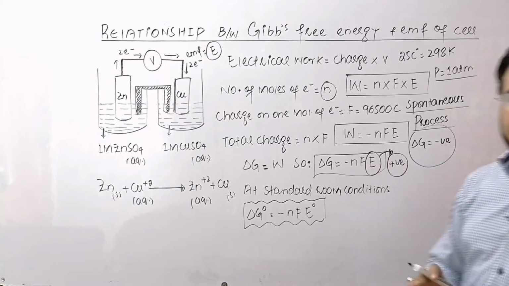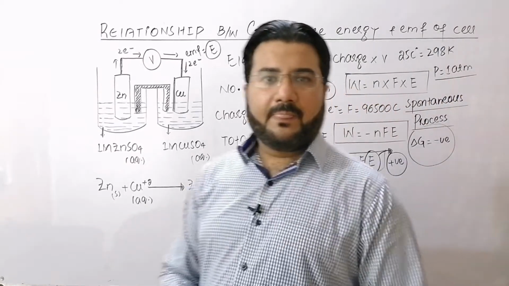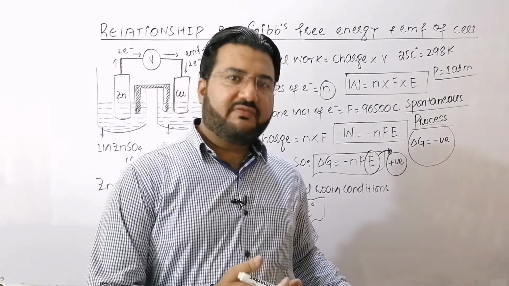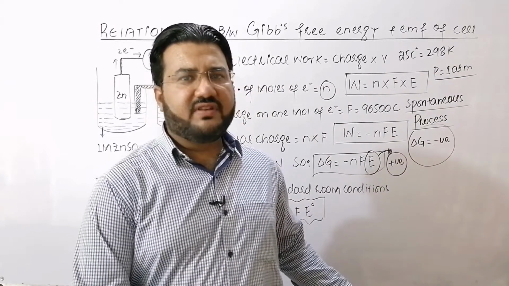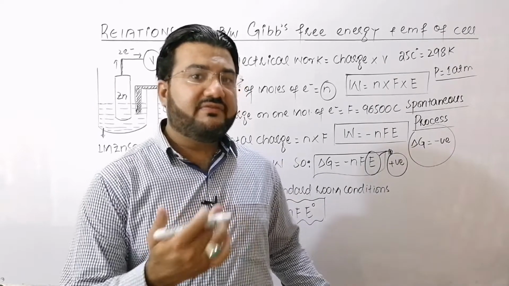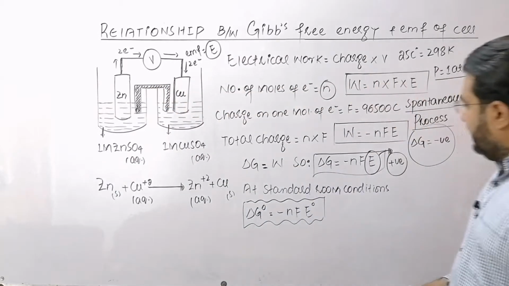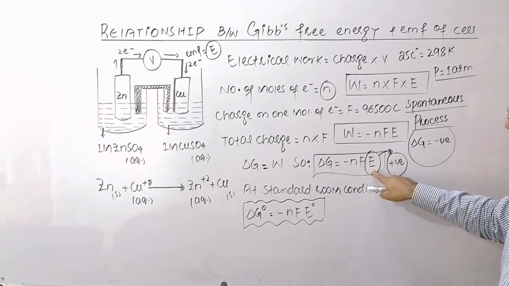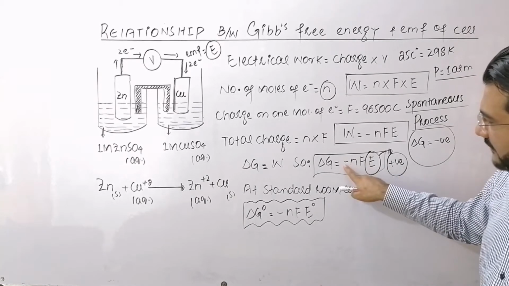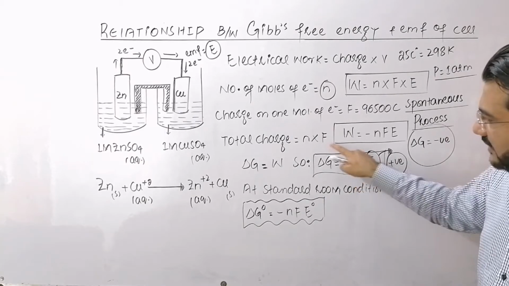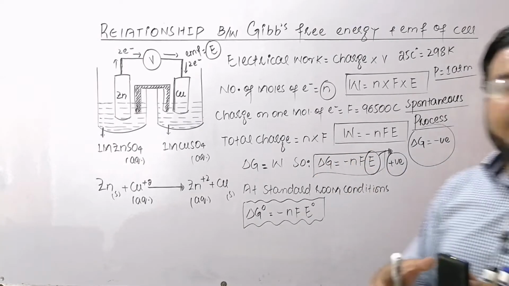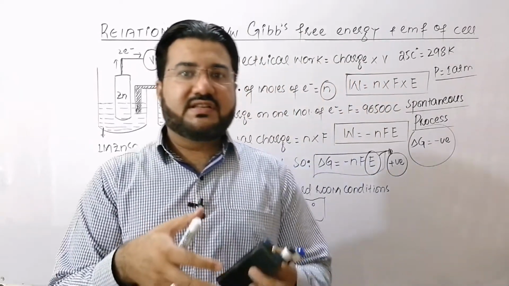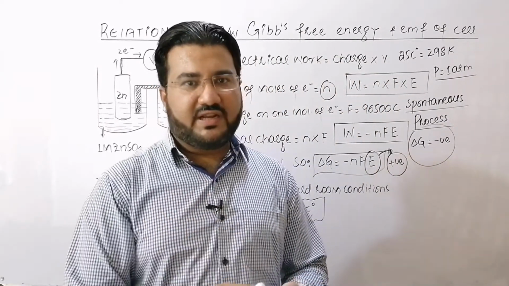n and F both are constant for a cell. n is the number of moles of electrons that travel from anode to cathode. F is the charge on 1 mole of electrons, the Faraday's constant. So n and F are constant quantities. If E or EMF of the cell is positive, then this positive number will multiply with this negative sign, and the answer for delta G will also be negative, and in that case a spontaneous process will be taking place in that electrochemical cell.